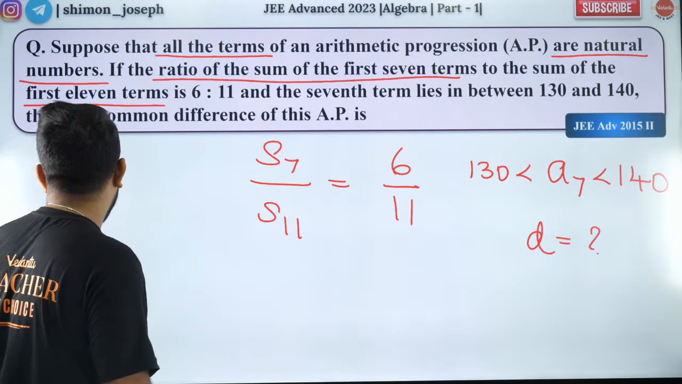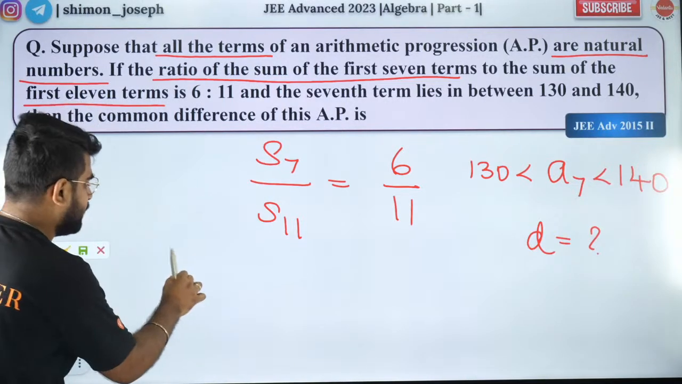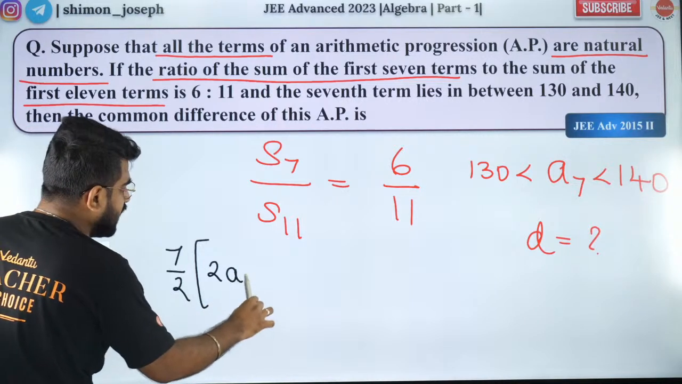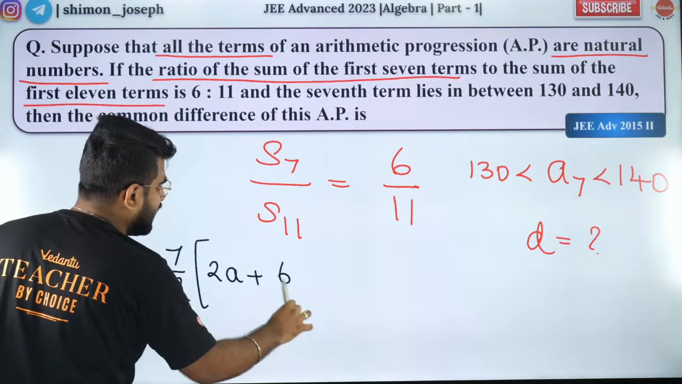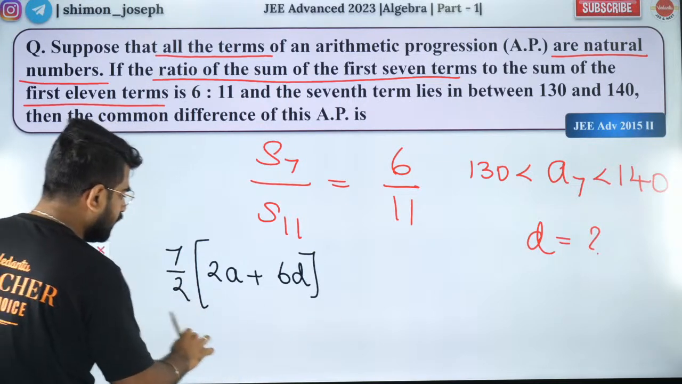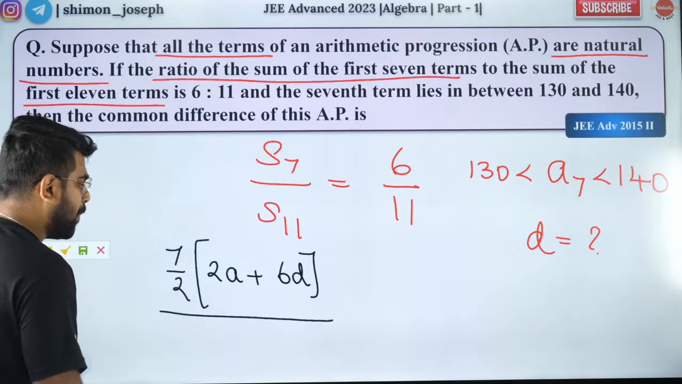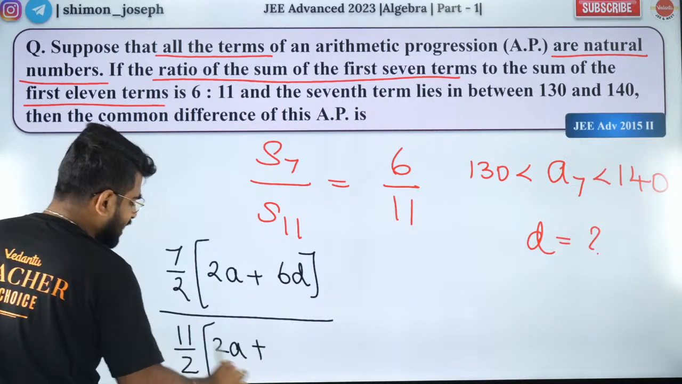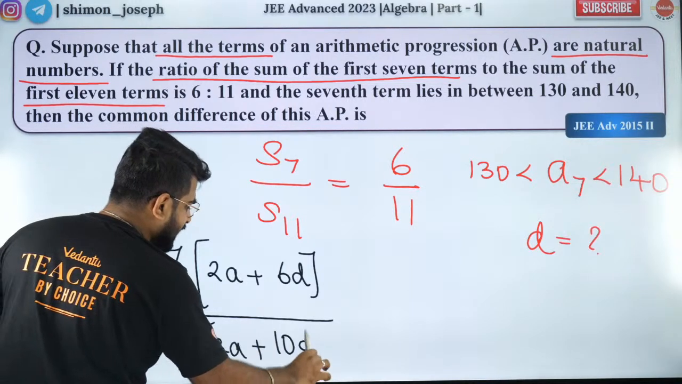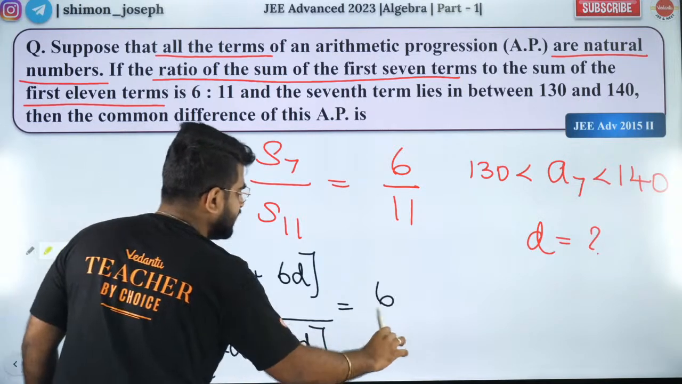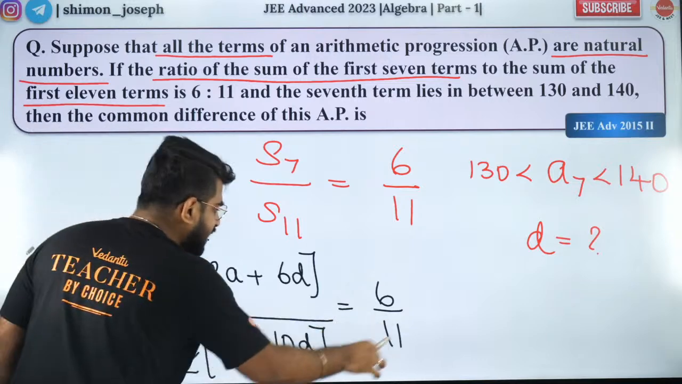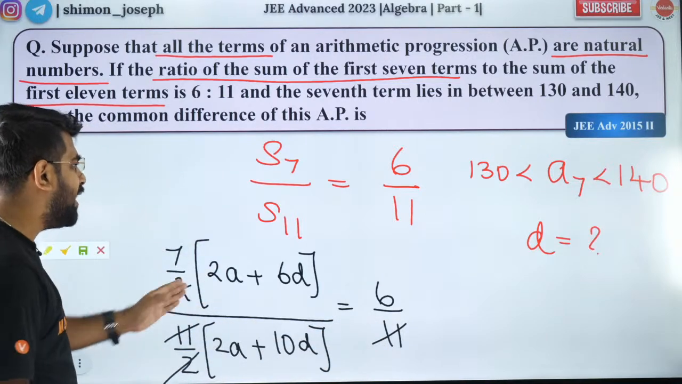So people, in an arithmetic progression, what is S7? Sum of n terms of an AP formula is n by 2 into 2a plus n minus 1 into d. So S7 by S11 equals 7 by 2 into 2a plus 6d, divided by 11 by 2 into 2a plus 10d, which is equal to 6 by 11. So 2 and 2 cancel, 11 and 11 cancel. Now cross multiply and open it.